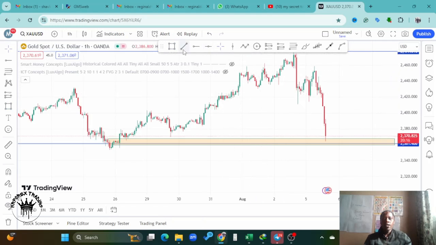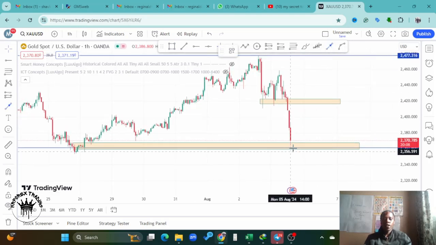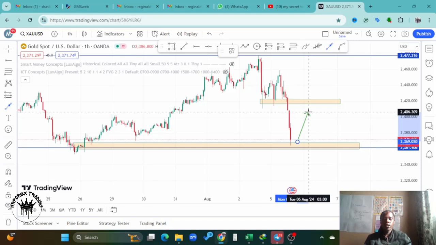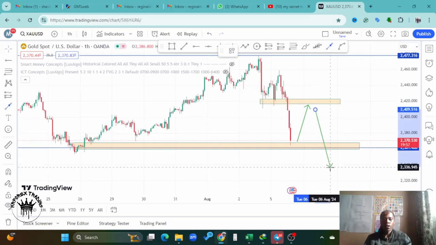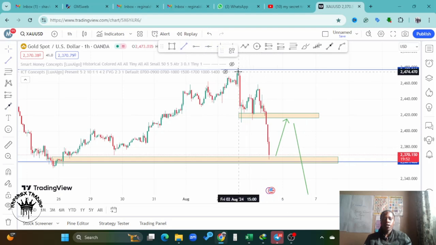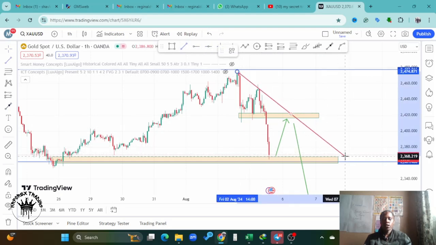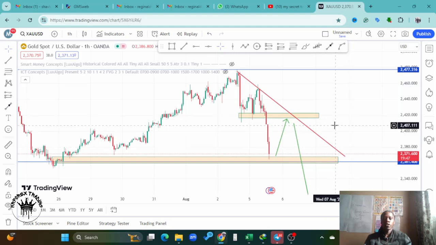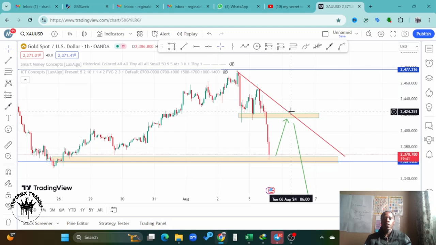Now there is a small resistance over here. There is a very small resistance over here. So we can predict that the market can consolidate until it reaches here, and therefore can even go down. Because if you insert your trending channel or your trend line, you can see it's possible that the market can switch back into the resistance, turn into a resistance and go down.